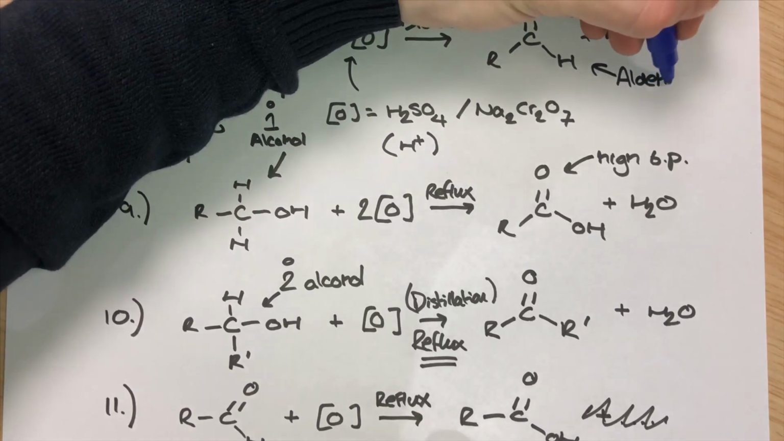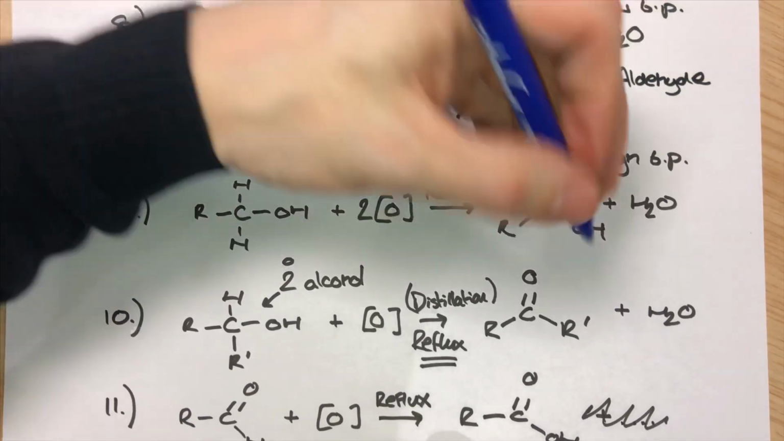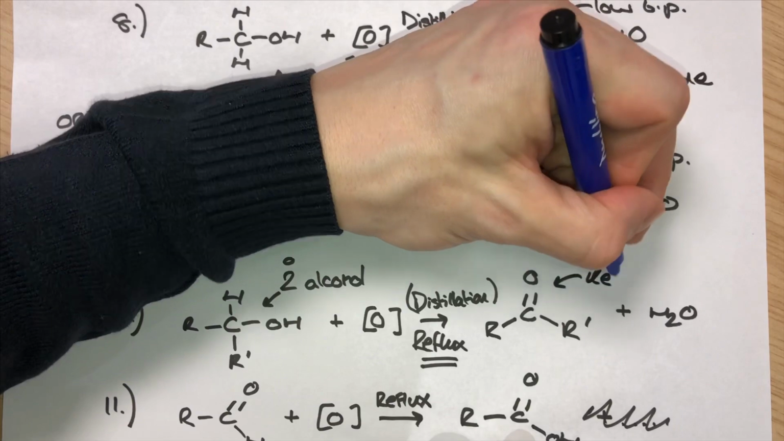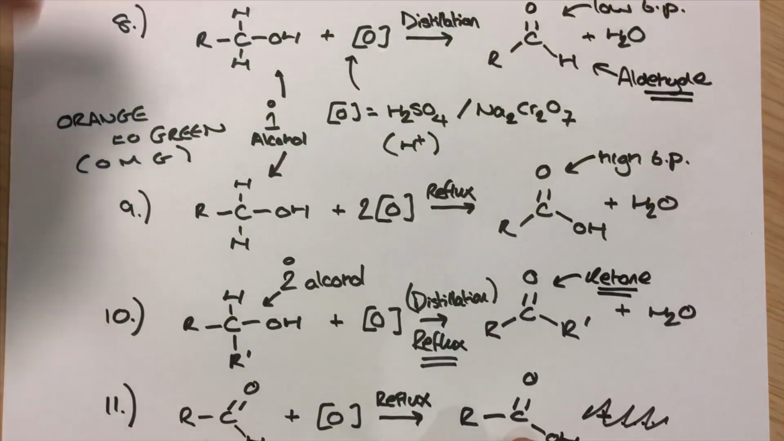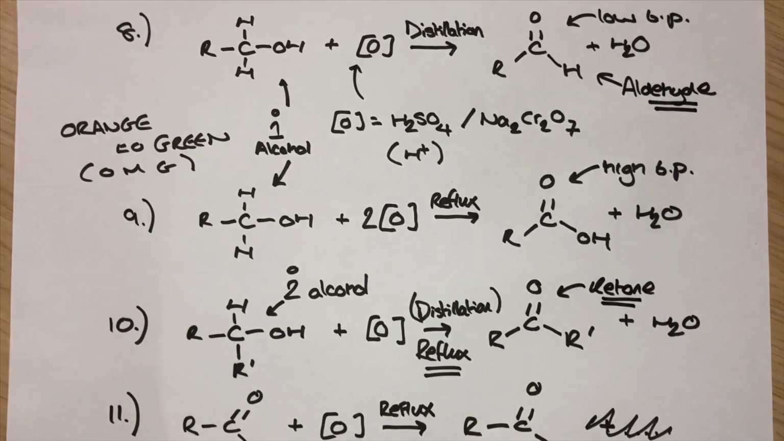I can use acidified sodium dichromate or acidified potassium dichromate. It doesn't matter which one I've gone for there, just as long as it is actually acidified, because I do find people forget that. Also, make sure you really know the difference between aldehydes and ketones, because otherwise you're going to struggle with the second year part of the course when we look at reduction.